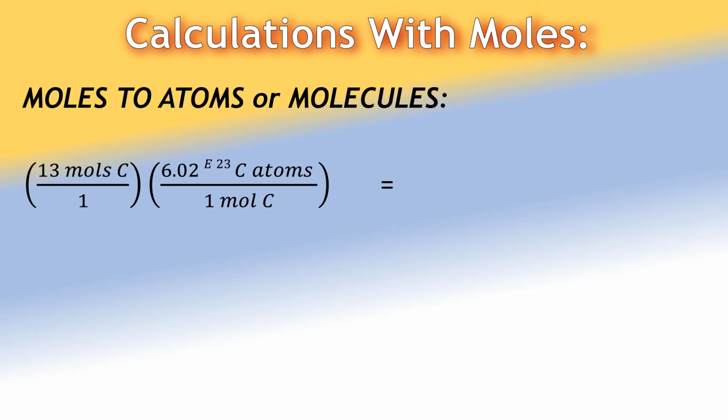Remember, the mole is just a number, 6.02 times 10 to the 23rd. So if I say 1 mole of carbon, that actually means the same thing as 6.02 times 10 to the 23rd carbon atoms. It's just a number. But we set it up like this so that we can cancel the moles of carbon. And now you should be able to see, well, this is actually just multiplication across the top, right? 13 times 6.02 times 10 to the 23rd. And so that's going to be 7.826 times 10 to the 24th atoms of carbon.